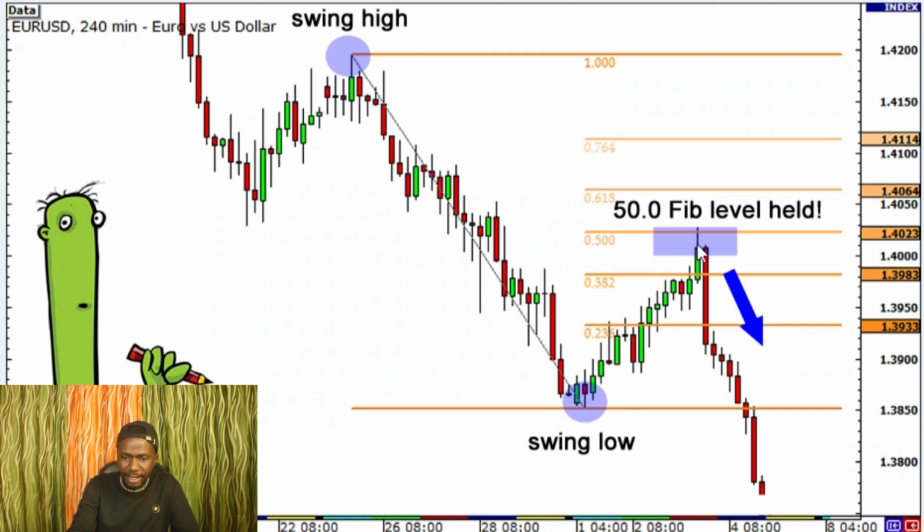But the people that place a sell trade here know fully well that for the fact that the price got rejected from this 0.50, they have the confidence that the price will not break above this 0.50. So like I said, everything in forex trading is all about probability. There is no perfection. So like I said, your stop loss will be above the 0.50 and your take profit will be at the previous swing low. So this is how you trade the forex market using the Fibonacci retracement tool.